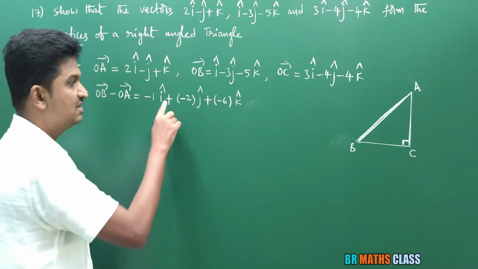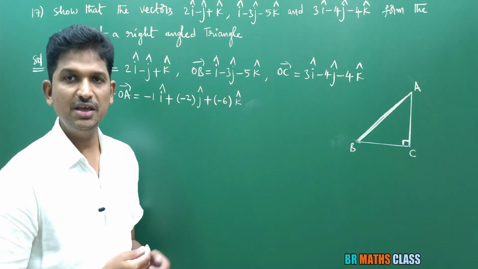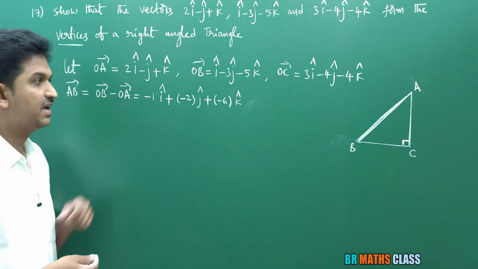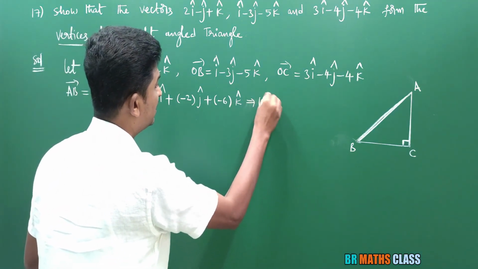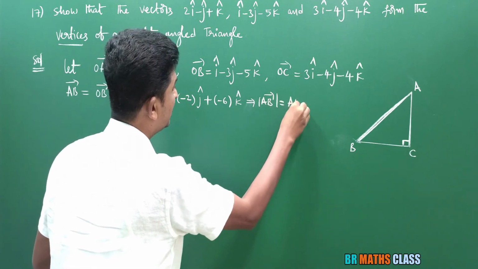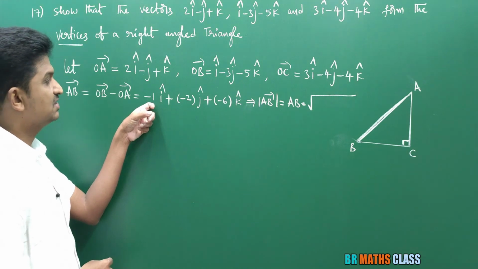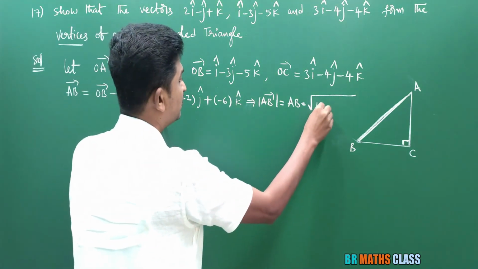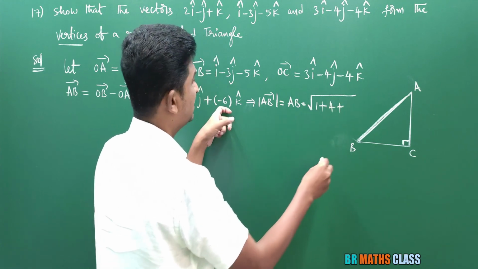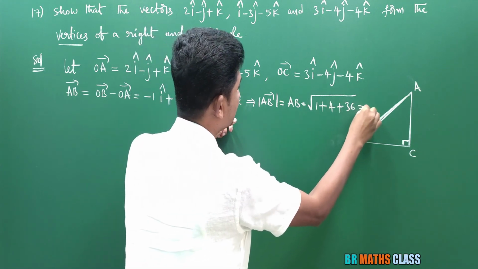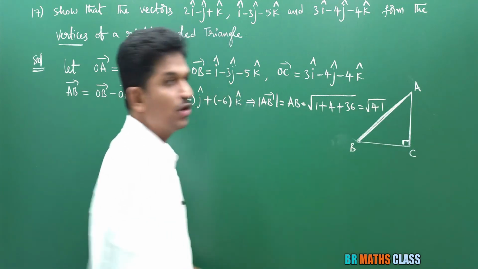What is this? This is the vector AB bar. As I need the length AB, here only I will calculate its magnitude. What is magnitude of AB bar? Magnitude of AB bar is nothing but AB. How to calculate magnitude of AB bar? Root over, see here, minus 1 whole square is 1, plus minus 2 whole square, that is 4, plus minus 6 whole square, that is 36. If you simplify this, what are you getting? You are getting AB as root 41.